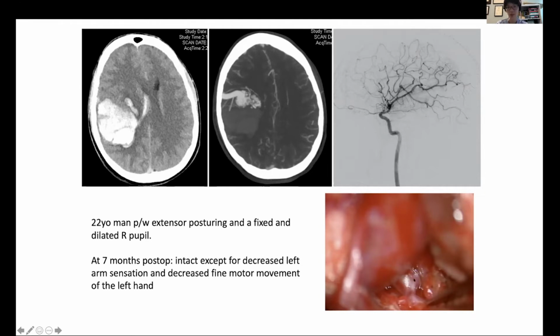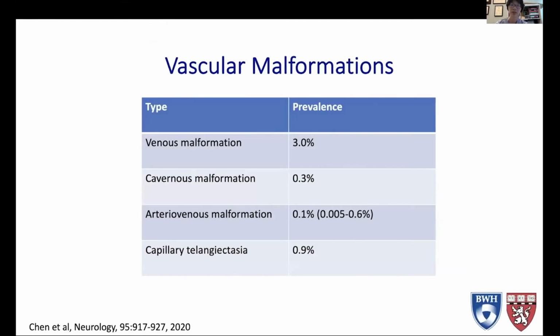You can't see it real well because the AVM is a little bit deep. It's underneath there. And at 7 months post-op, he did very, very well. Despite presenting in a deep coma, he was basically intact except for a little bit of decreased left arm sensation and a little bit of decreased fine motor movement of the left hand. So this kind of gives you the gist of a typical presentation of a patient with an AVM.